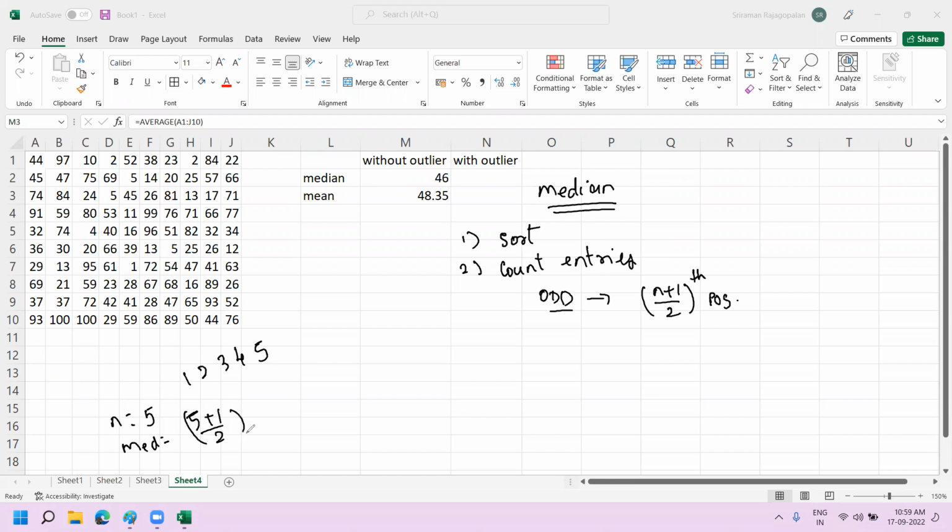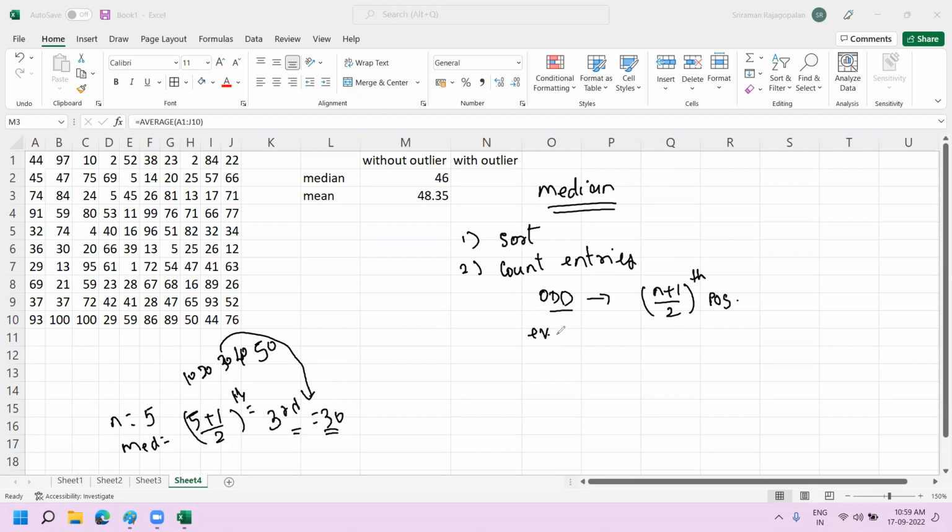It is not the number. Let me change this and put 10, 20, 30, 40, 50, just to ensure that you don't get confused. N is 5. So what is median? 5 plus 1 by 2th position, which is the third position. What is the third position? 30. So median is 30. This is when the entry is odd.